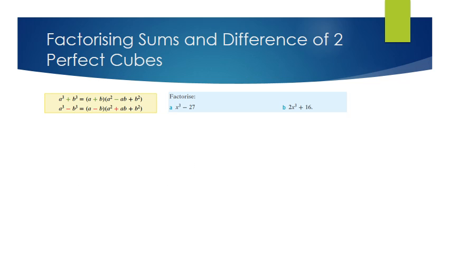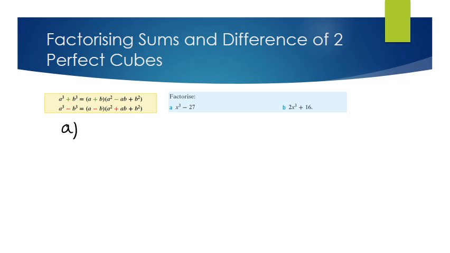Okay, sums and differences of two perfect cubes. It's written for you on the side. Now just take note, the most common mistake most people make is they write a 2 there. There is no 2 there, because we need it to cancel out.